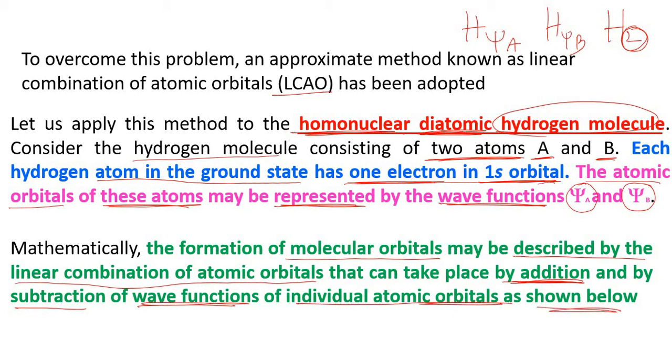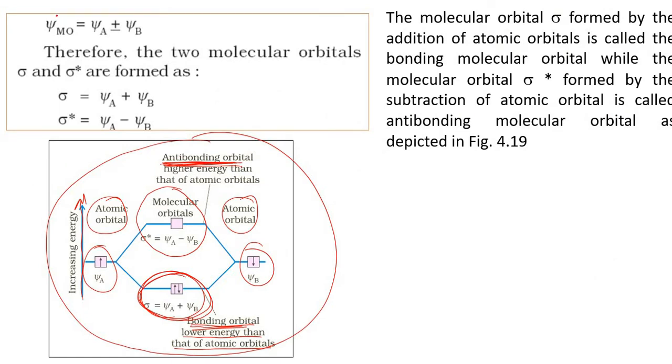Okay, very simple it is. Let us try to understand. Now see here, we have psi of MO. Psi is nothing but a wave function where a molecular orbital is formed. If a molecular orbital is formed, then it can be psi of A and psi of B, either addition or subtraction. Therefore the two molecular orbitals are sigma and sigma star. Remember students, sigma star is anti-bonding, sigma is bonding.